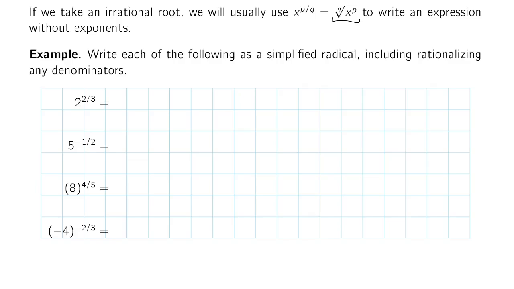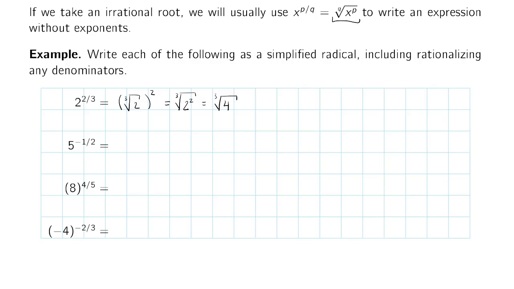We could say that that's going to be the third root of 2 squared. But because the third root of 2 is irrational, right? 2 doesn't have a nice third root. We would rather say that that's going to be the third root of 2 squared. That is the third root of 4. Now 4 doesn't have any perfect third power factors, so we can't simplify that radical any further.